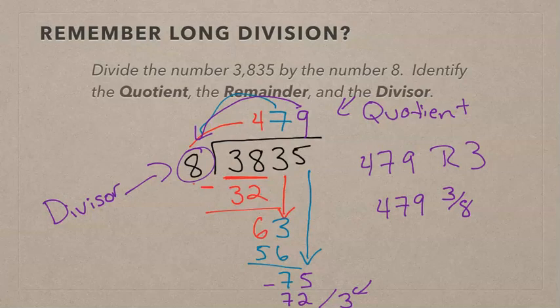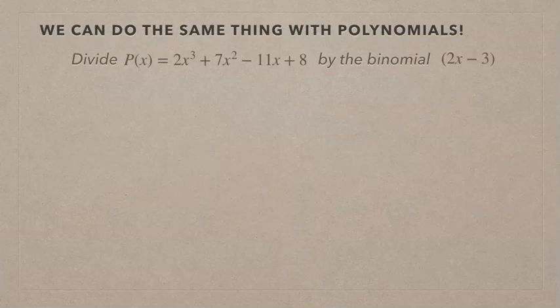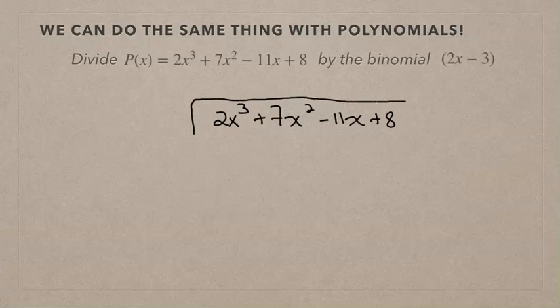Now let's do it with polynomials. So we're going to set this up a very similar way. We're going to take our polynomial, p of x, and we are going to write it out. So 2x cubed plus 7x squared minus 11x plus 8. And I'm going to divide by this binomial, 2x minus 3. And so I'm going to go through a very similar process. All the steps are the same, you just are doing them with x's.